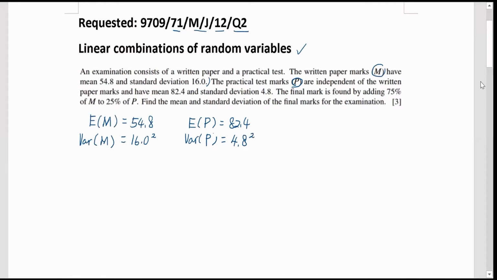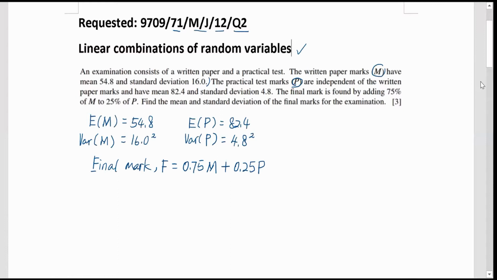So the final mark is found by adding 75% of M to 25% of P. To look for the final mark, where I use a capital F to represent it, F is equal to 75%, which is 0.75 of M, plus 25%, which is 0.25 of the capital P.